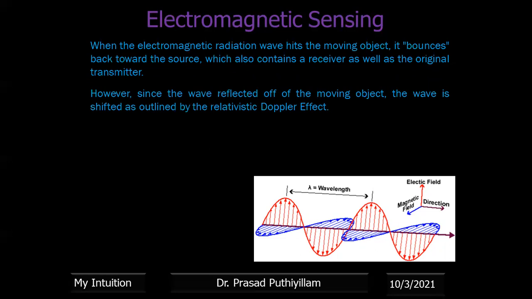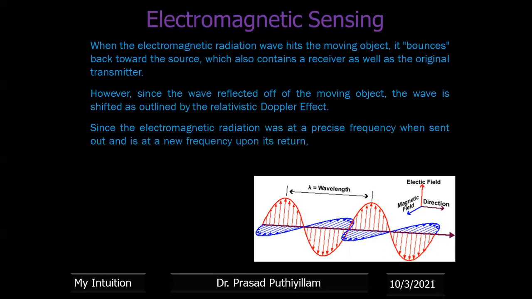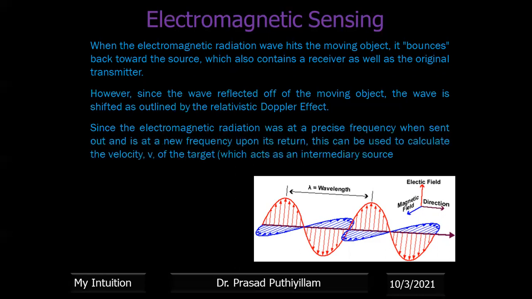Now, one important physical concept that we have to consider in this case is the Doppler effect, because the wave which is reflected from the moving object is shifted based on the Doppler effect. Since the electromagnetic radiation was sent out at a precise frequency, it returns at a new frequency. This can be used to calculate the velocity of the target.